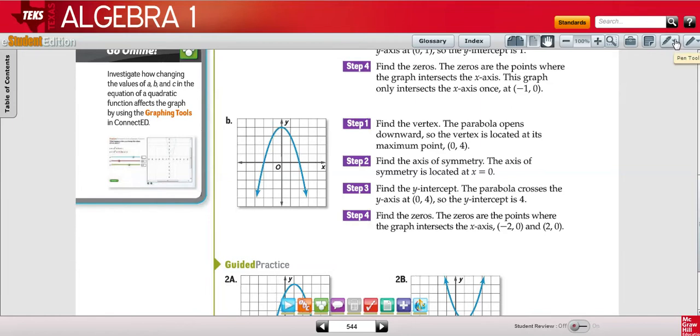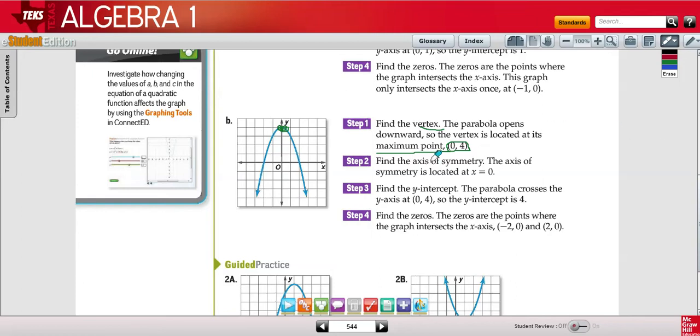So for step 1, we have to find the vertex. The parabola opens downwards, so the vertex is located at the maximum point, which is right there. So step 1, I want you to write vertex, I want you to write maximum point, and I want you to write the actual point, 0, 4.